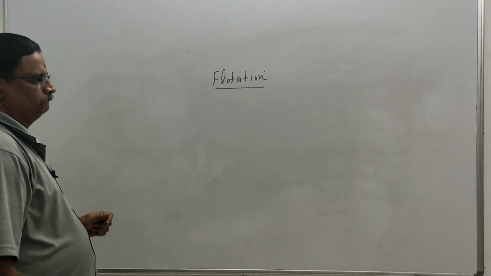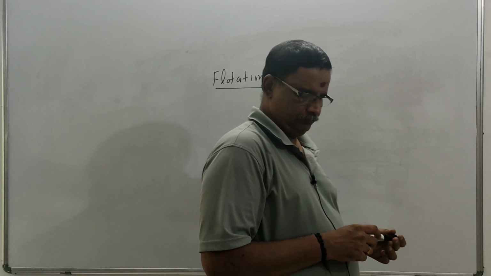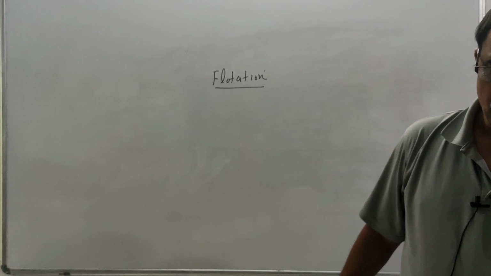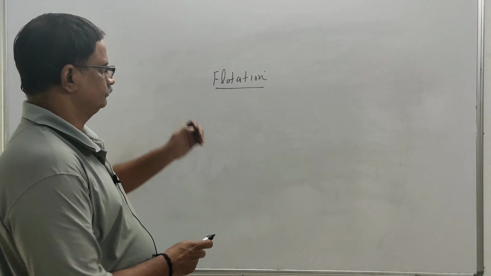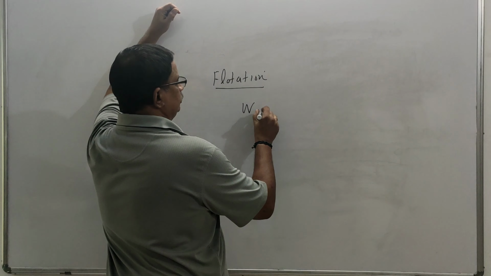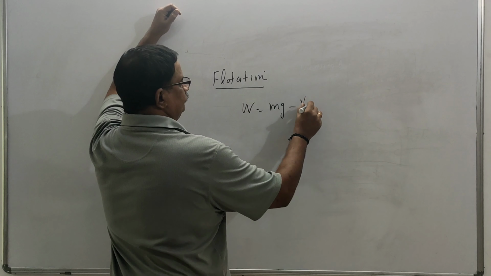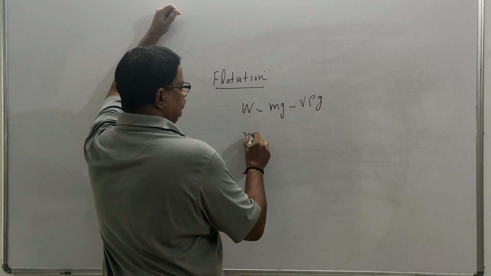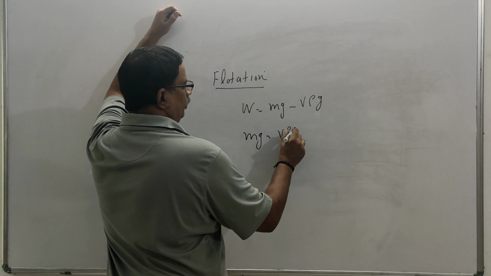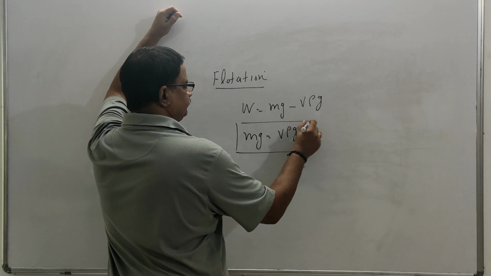Flotation. When will a body float? Very simple, straightforward question. When will a body float? This is your equation for the apparent weight, mg minus Ug. So when mg equals Ug, the body will float. This is flotation.